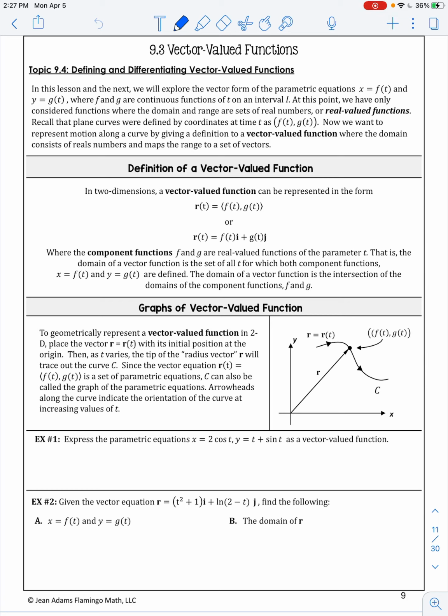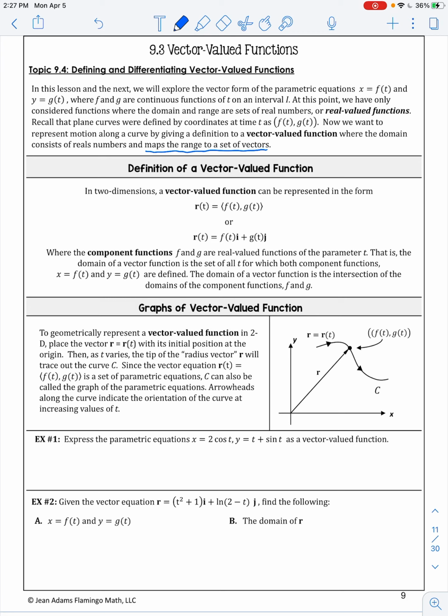Recall that plane curves were defined by coordinates at time t as f of t, g of t. Now we want to represent motion along a curve by giving a definition to a vector-valued function where the domain consists of real numbers and maps the range to a set of vectors.